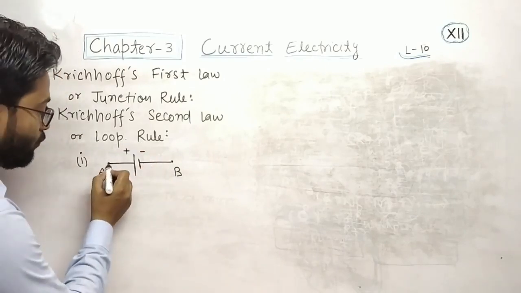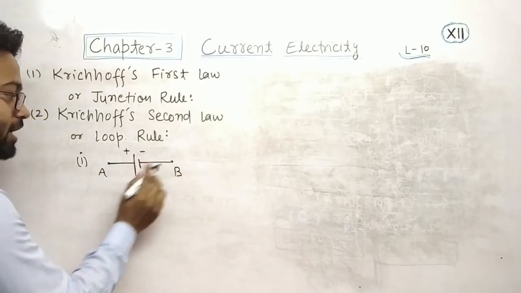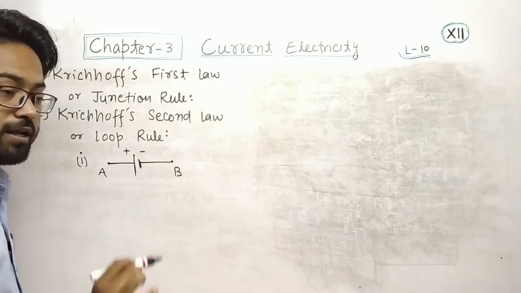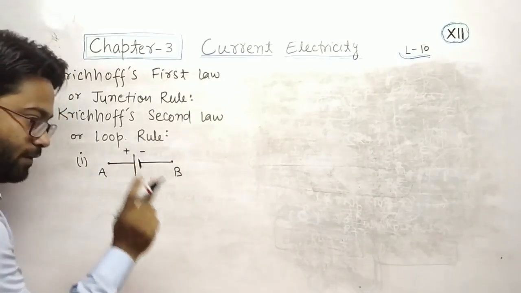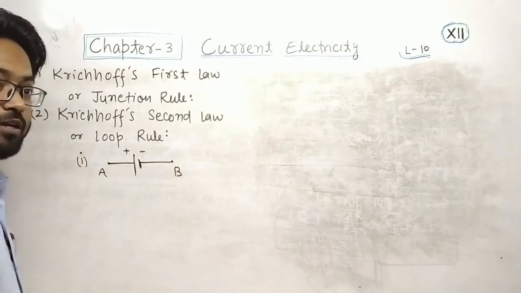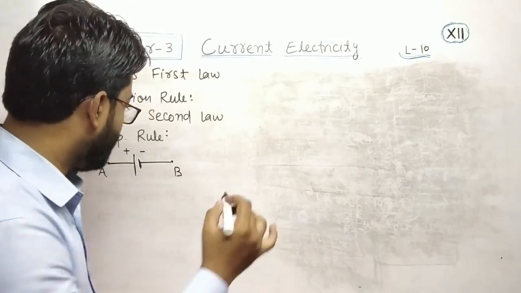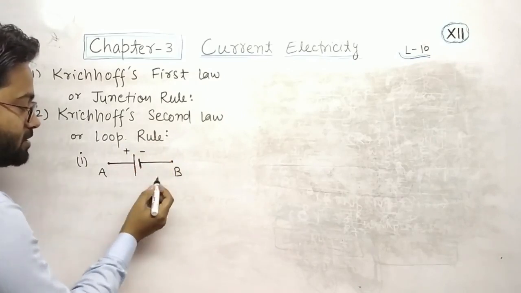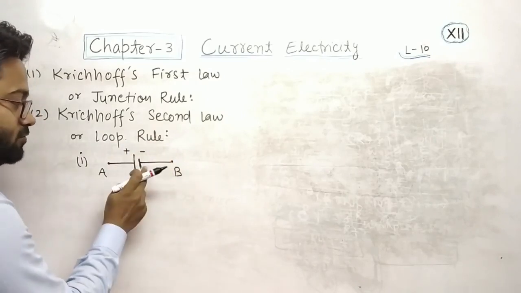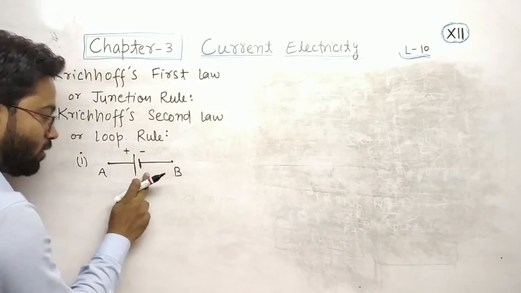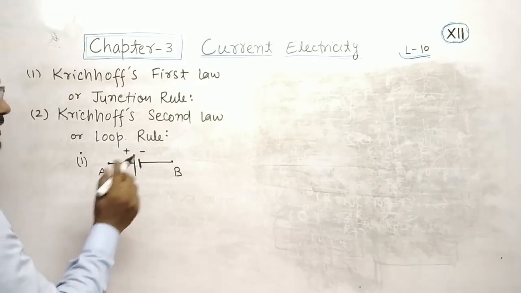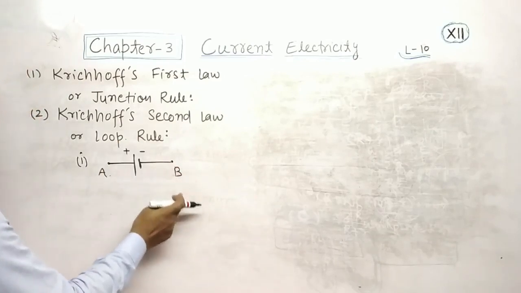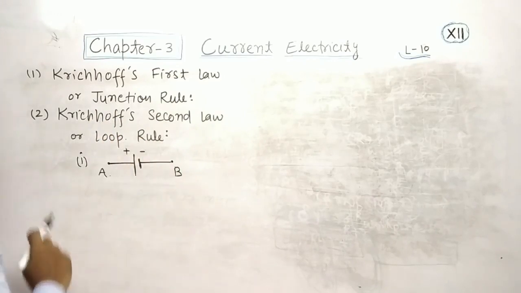If we go from A to B, we are going from higher potential to lower potential, meaning there is a potential drop. If we go from B to A, there is a potential rise, because we are going from lower potential to higher potential. That's why we can say that if we go from A to B, there is a potential drop, and if we go from B to A, there is a potential rise.